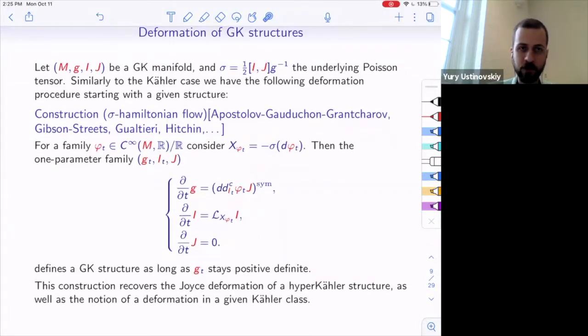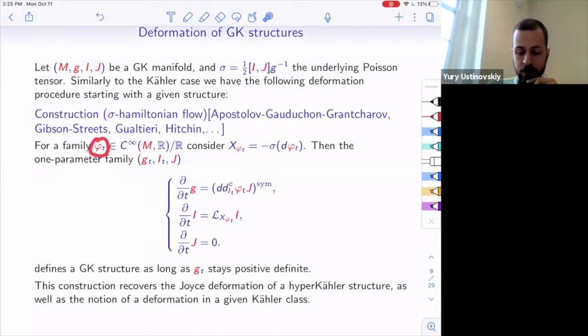I included here a bunch of names because different versions of it appear in many contexts. As I have said, Apostolov, Gualtieri and Goncharov introduced it, attributing it to Joyce. This notion was introduced by Gualtieri in the so-called symplectic type case, and was also studied by Hitchin on Del Pezzo surfaces. And this notion, which I'm going to describe in this form, was described by Gibson and Streets.